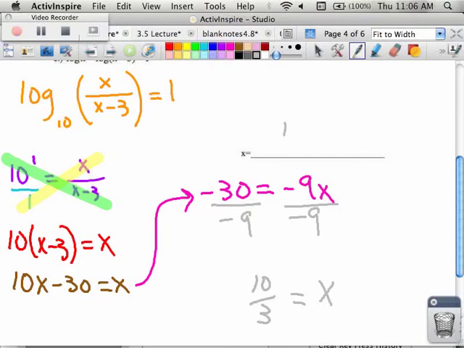So you can write down 3 1/3. You can write down 3.3 repeating. You can't write down 30 ninths. That's not simplified. So I would take 3.3 repeating, or 3 1/3, or 10 thirds. Make sure you always have the simplified version.